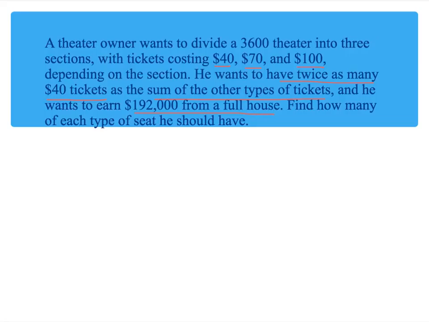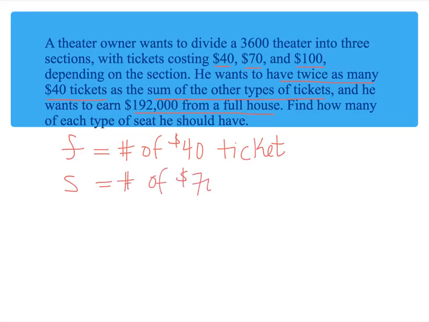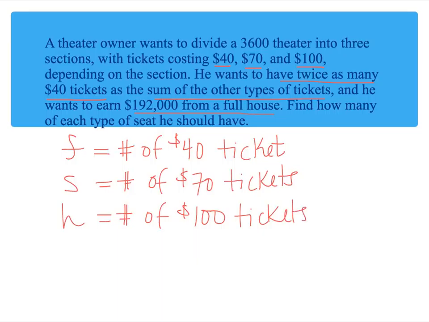So let's go ahead and start by defining some variables. I'm going to let F be the number of $40 tickets. I'm going to let S be the number of $70 tickets. And I'm going to let H be the number of $100 tickets. So once we have those variables established, we can think through what our equations are going to be.